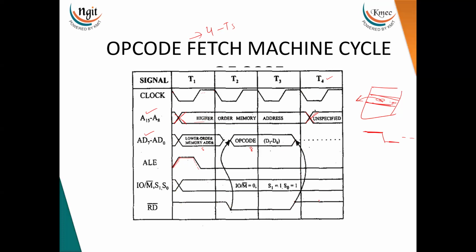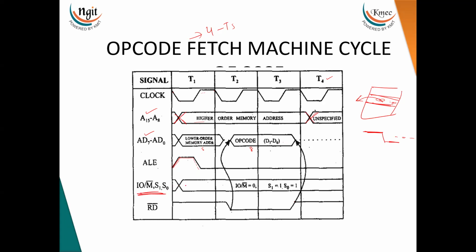And in the fourth clock cycle, there is no need of read signal, there is no need of data bus, there is no need of address bus. That's why it is unspecified here. So address bus will go into the high impedance mode and read signal will be disabled again. Now these give the status of the microprocessor.